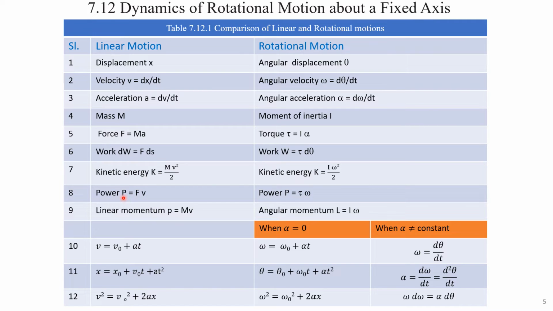The power P is given by F into v, that is, force into velocity, whereas power in rotational motion is related as P is equal to tau omega, where tau is the torque and omega is the angular velocity. Linear momentum in linear motion is small p equal to mass into velocity, whereas angular momentum, capital L, equals moment of inertia, capital I, into omega.